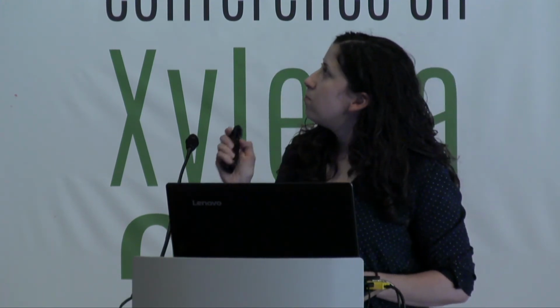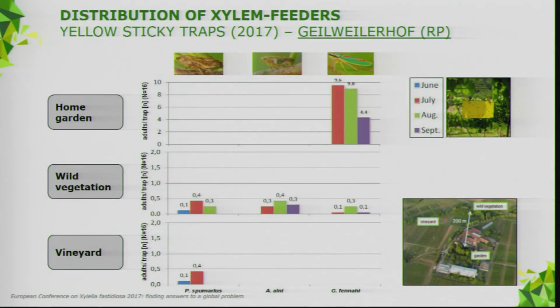Interestingly, Graphocephala fennahi, its nymphal stages are monophagous on rhododendron. This is a plant species which was not available in the wild vegetation. This implies that the adults must have emigrated over a distance of 200 meters from the home garden to this wild vegetation.